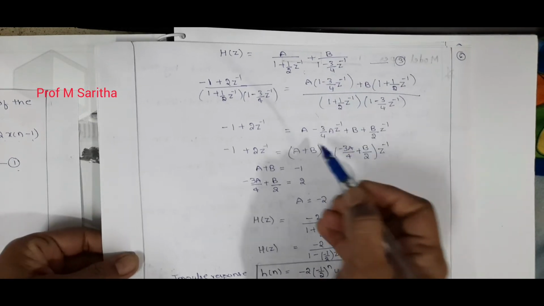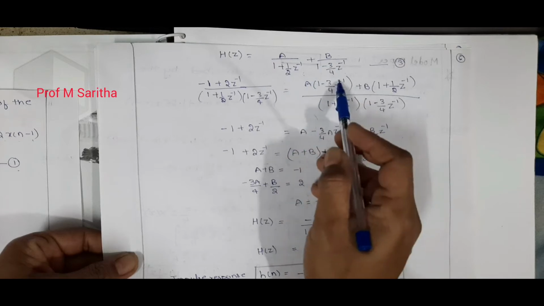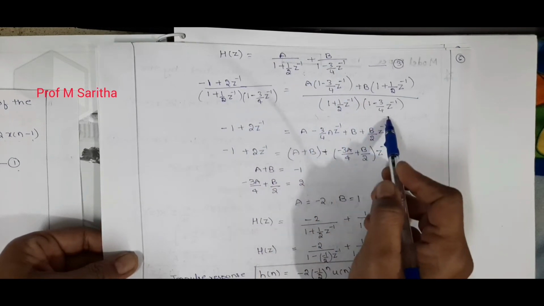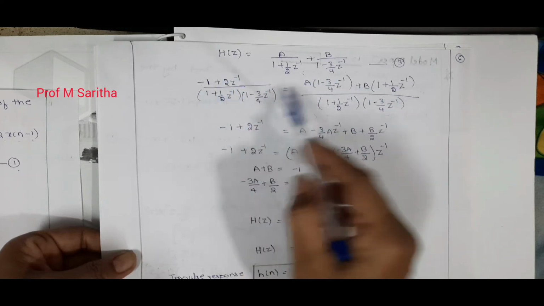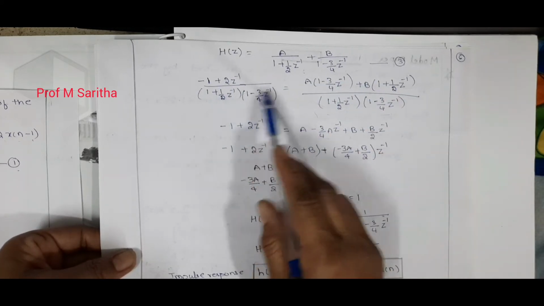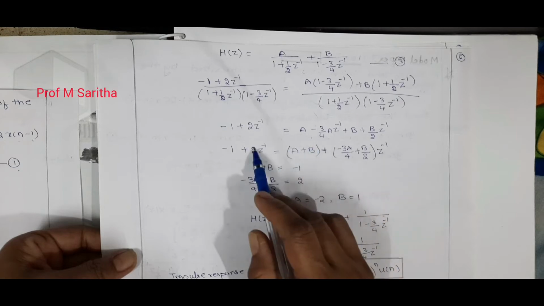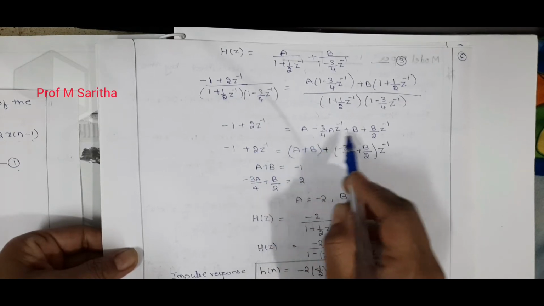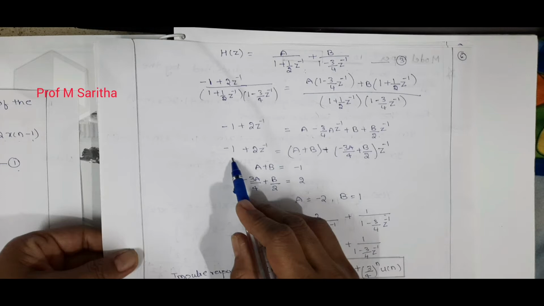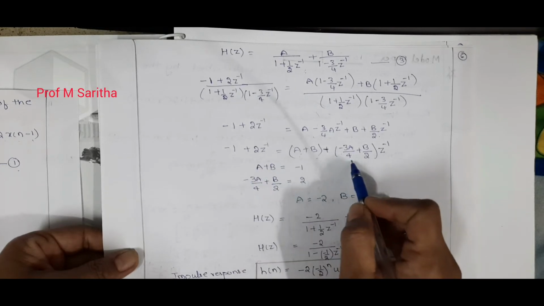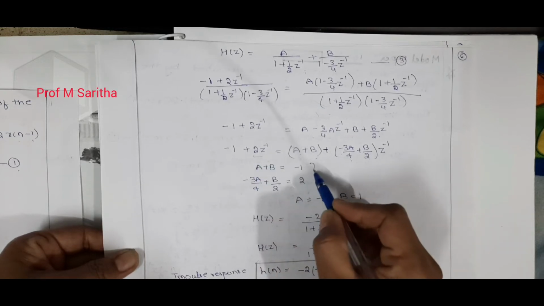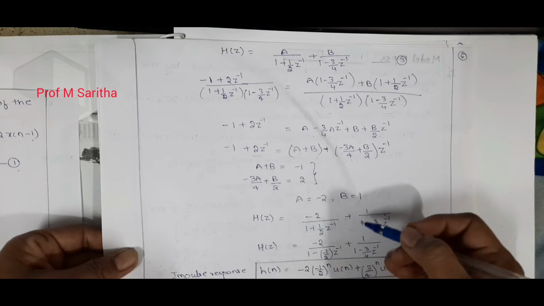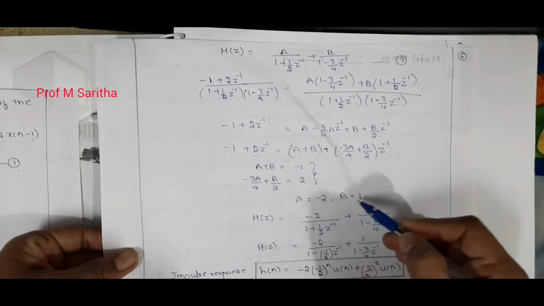If you cross multiply and take the LCM, since the denominators are the same, in order for the LHS to become equal to the RHS, the numerator has to be the same. So equating the numerators and collecting the coefficients of the constant and z inverse, we get a plus b is equal to minus 1 and minus 3a by 4 plus b by 2 is equal to 2. Simplifying these two equations, we get a equal to minus 2 and b equal to 1.